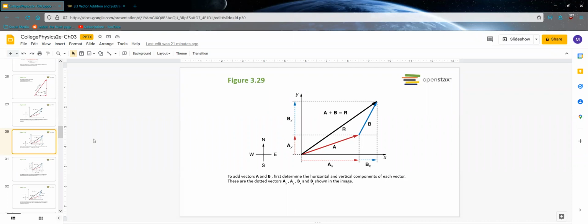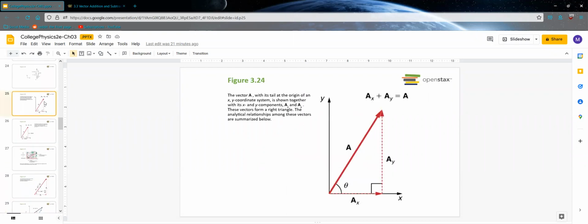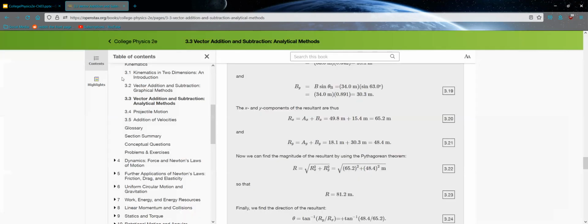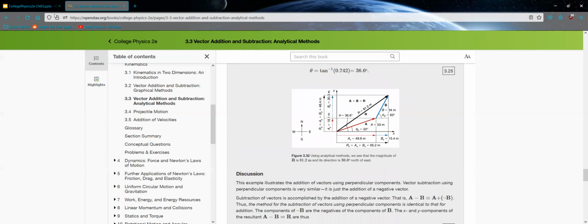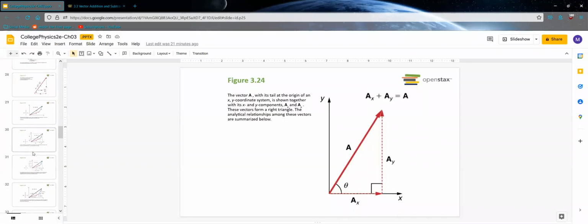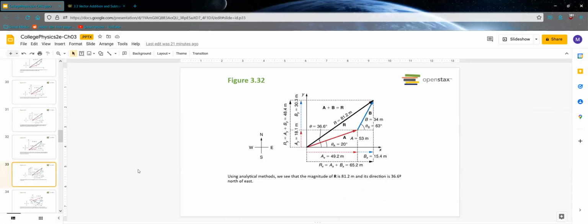So I know, let me go back here. I know Ax and I know Ay. Therefore, I can find A and theta. I can find my new A and my new theta, which is done with Pythagorean theorem and tangent inverse. All I'm doing is trigonometry to find my answer. And then here we have a super messy looking version of what we just talked about that goes through and breaks down every single component.